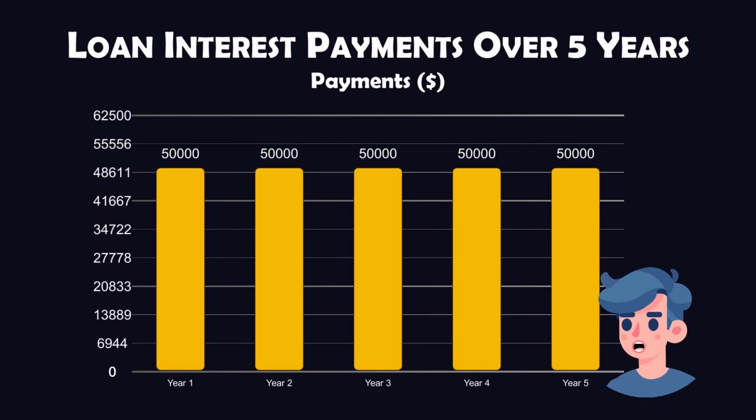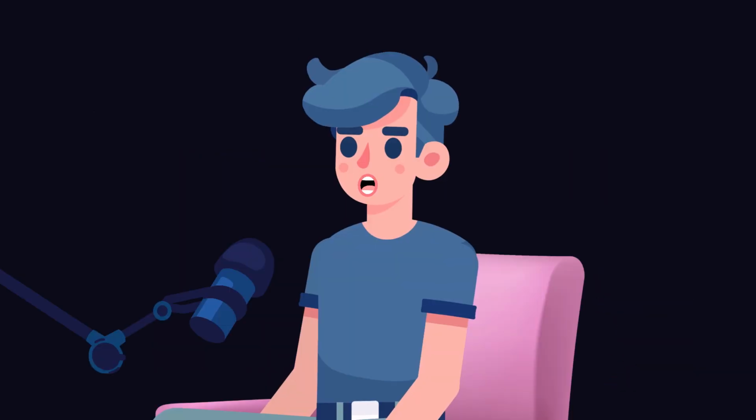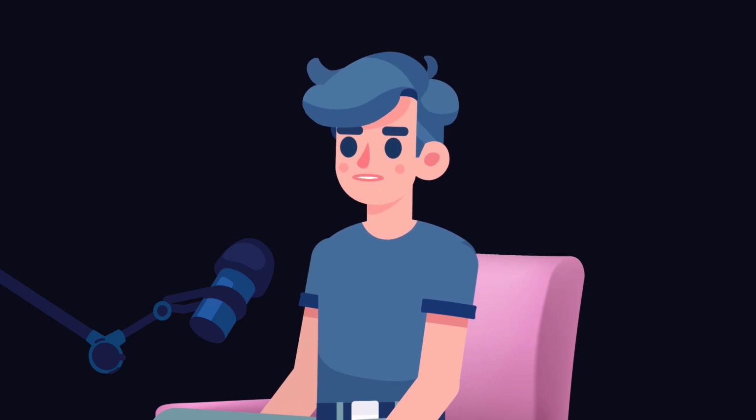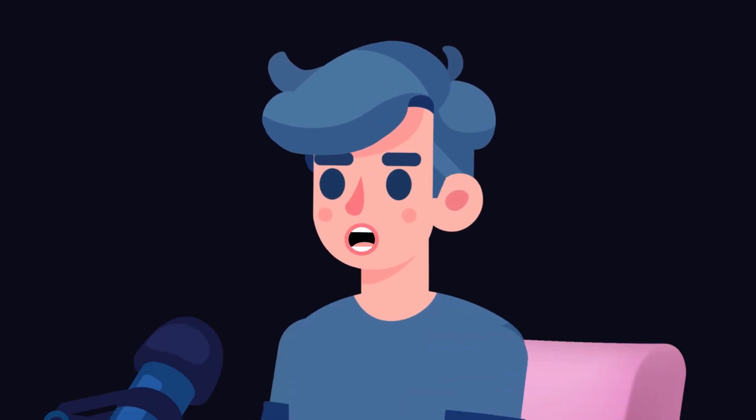Here is a projection of Company A's payments over 5 years. As we see, Company A will spend $50,000 annually on loan interest. On the other hand, equity returns depend on the company's performance and dividends, which might fluctuate each year.